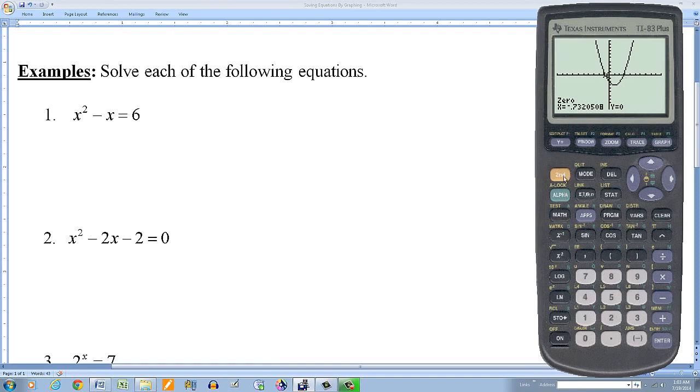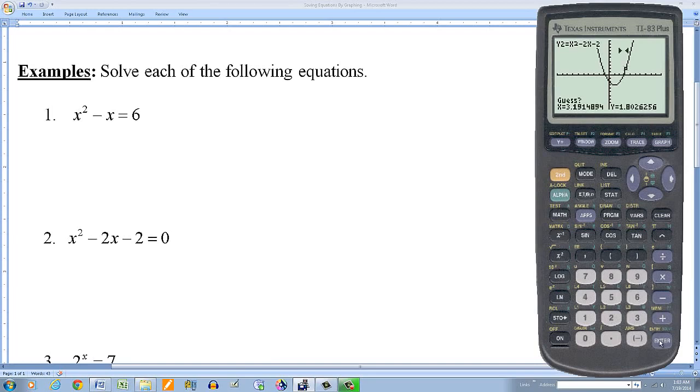Okay, so again I'm going to go second and hit this trace, accessing the calculate menu, and I want 0 again, so I hit 2. So as for a left bound, this time I move it over, hit the arrow key right to the left of this point and hit enter. Now it prompts me for a right bound, so go to the right of that value. It's past slightly, it could be there or it could be a little bit higher, I could put it up here, still going to work as long as it's past it.